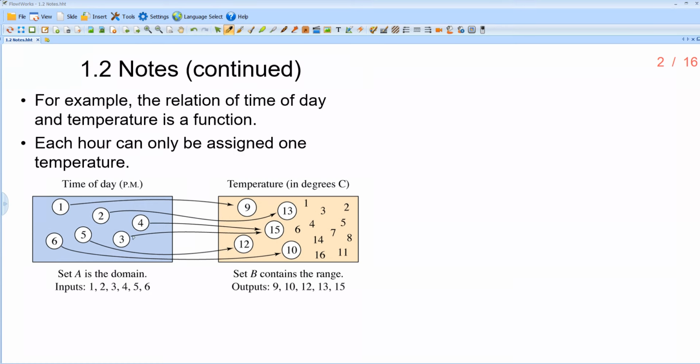Notice we couldn't have a single time of day, like at 4 p.m., be both 15 degrees Celsius and 10 degrees Celsius. Now you could be saying, oh, but at 4:50, maybe it's warmer. But that's not 4 o'clock p.m. That's 4:50 p.m. So each individual time of day can only have one temperature. That makes it a function.